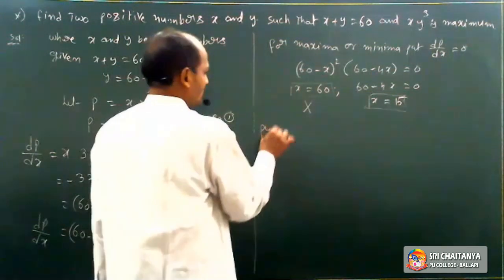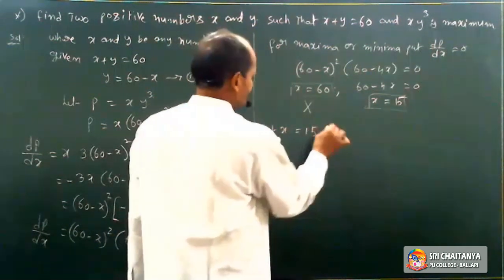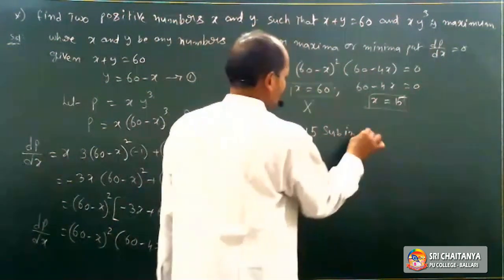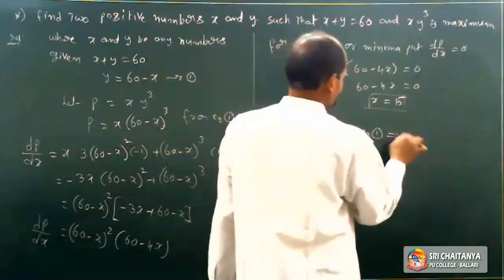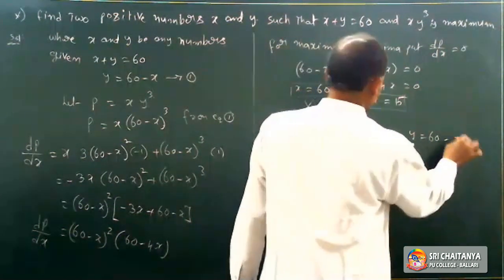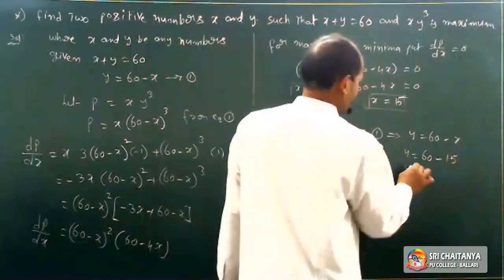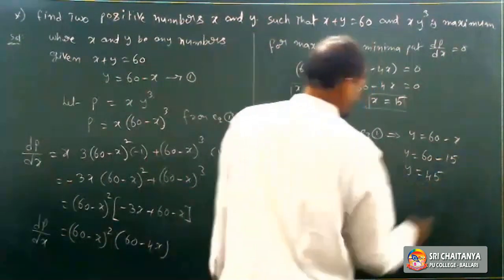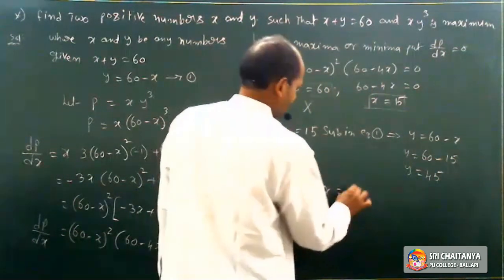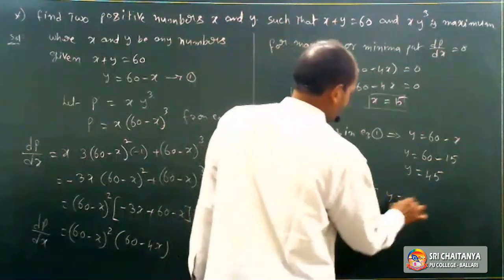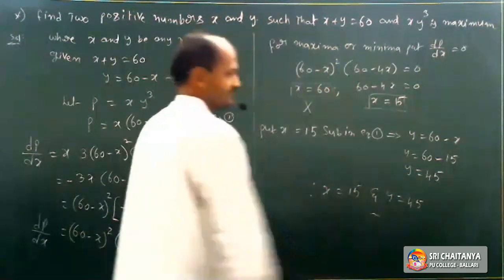So put x is equal to 15. Substitute in equation 1. That is y is equal to 60 minus x. Y equal to 60 minus 15. Y is equal to 45. Therefore, clearly x is equal to 15 and y is equal to 45.